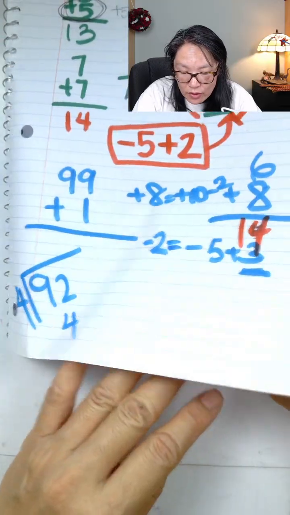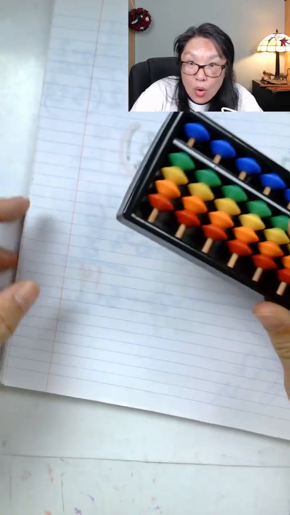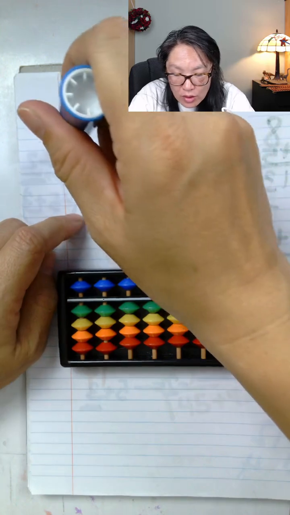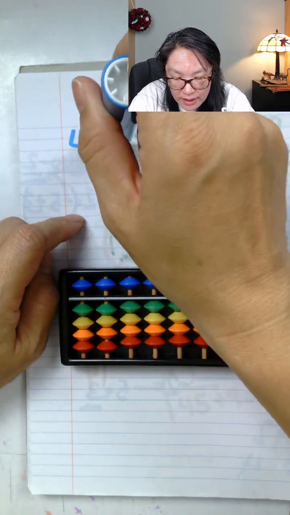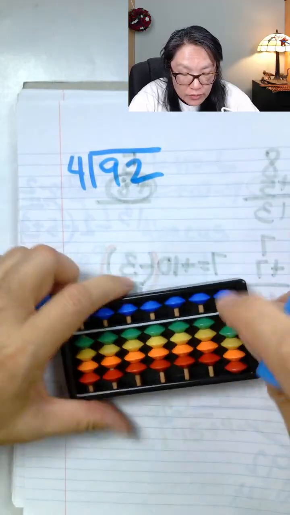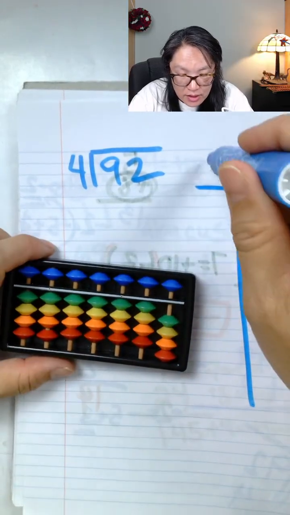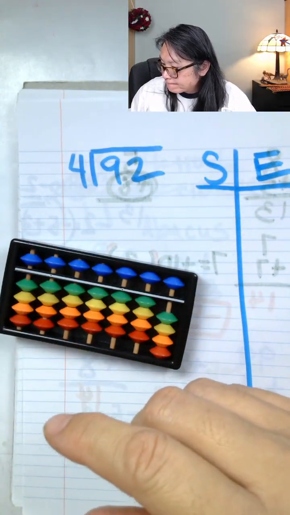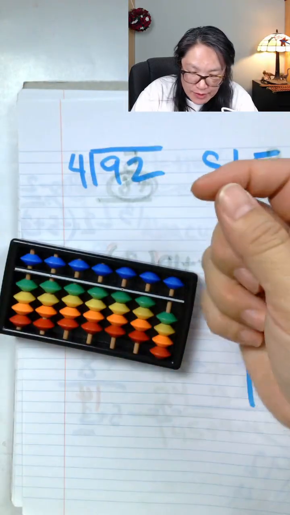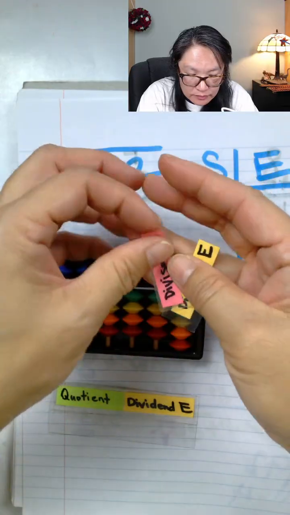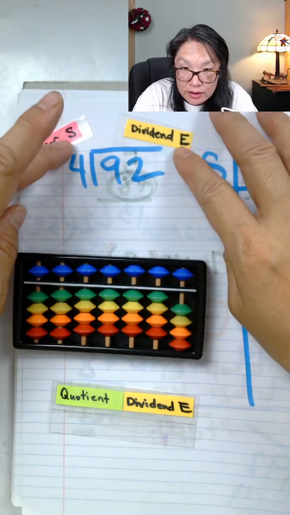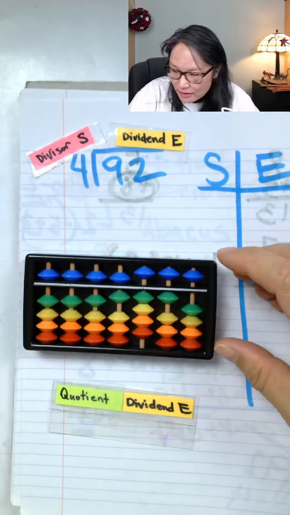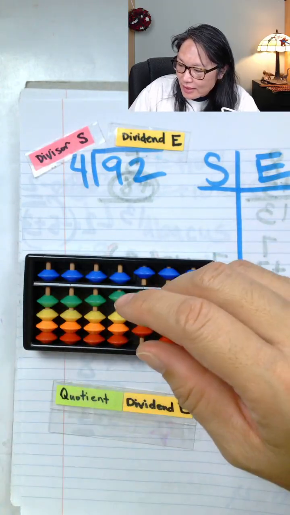So the question is 4 divided by 92. Okay, we know how to do this. This is easy. So we have our chart, right? It's been a while since we did this. We're going to lose a lot of people, which is fine, because this is the end. After this I'm going to sign off.